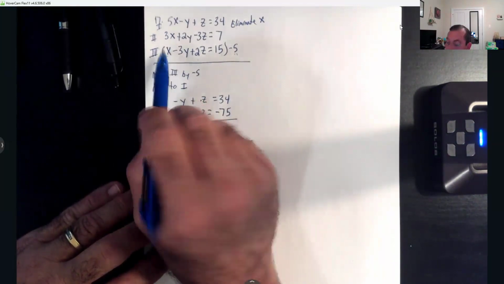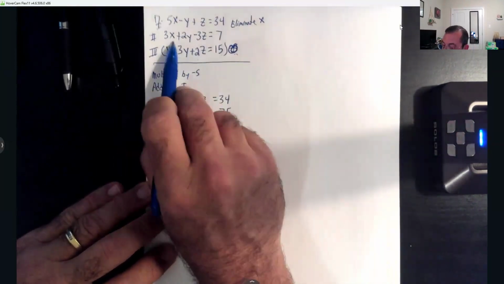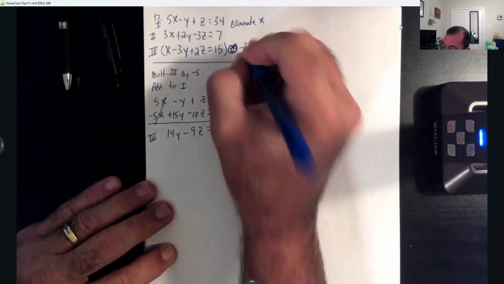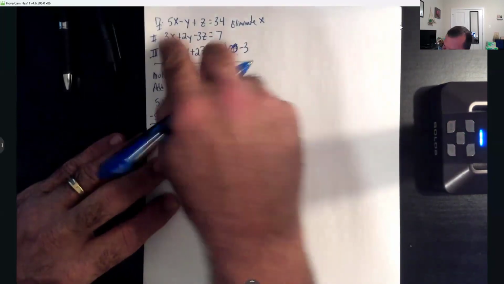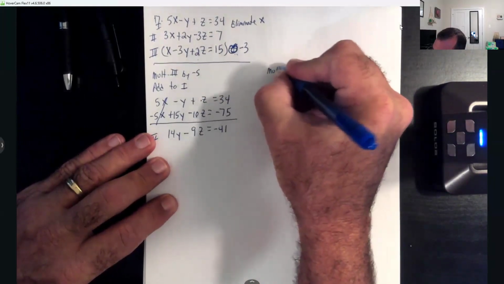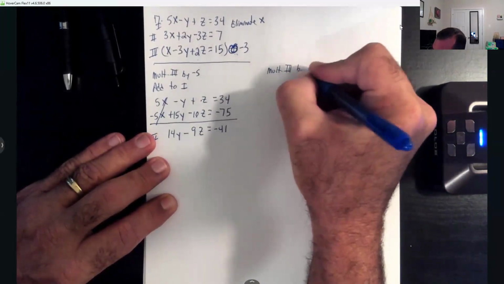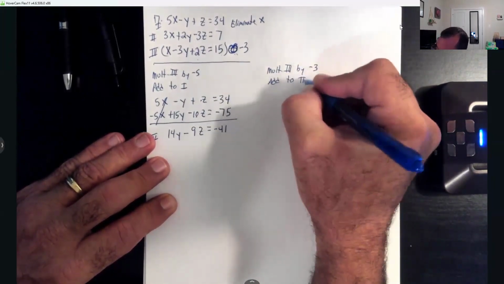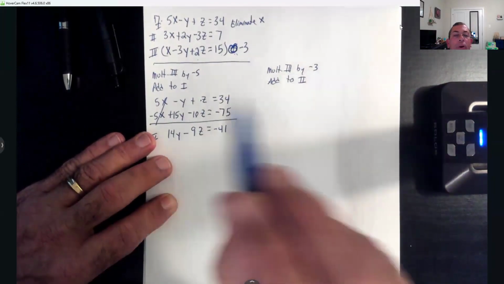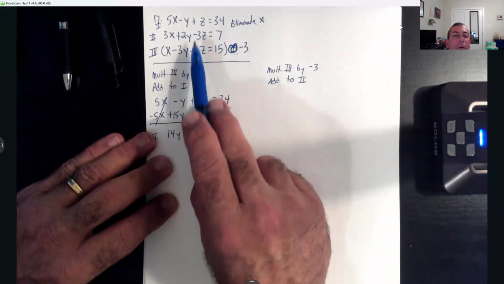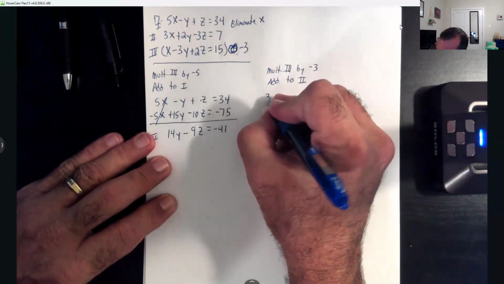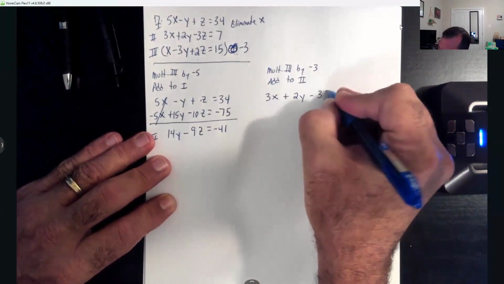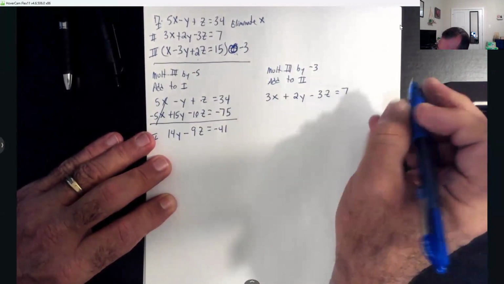So since I just had an x here this time, that's a 3x. I want to make that a negative 3x. So I'm going to multiply the third row by negative 3 and add to row 2. So I'm going to multiply 3 by negative 3 and then add to equation 2. That way all three of these are being used, okay? So I'm not changing 2, so I'm bringing that down. 3x plus 2y minus 3z equals 7.